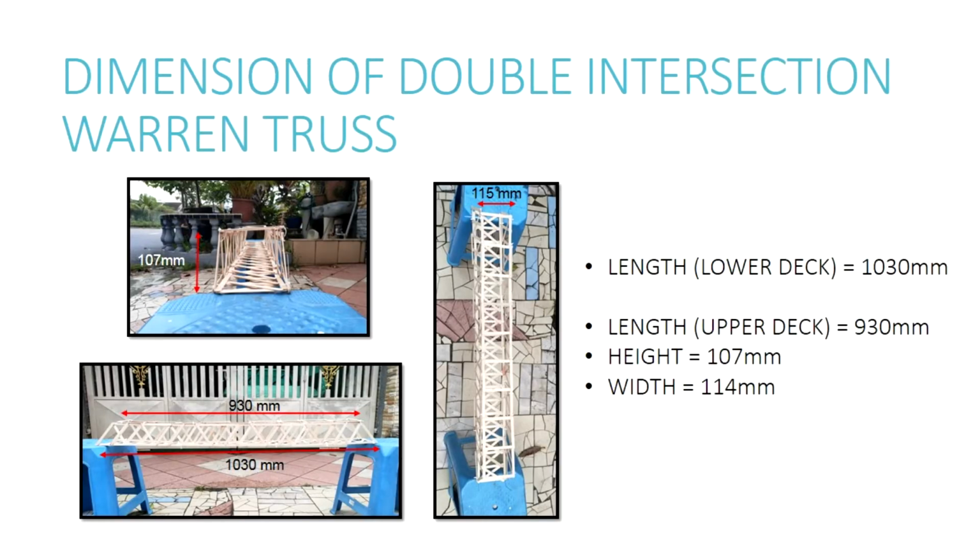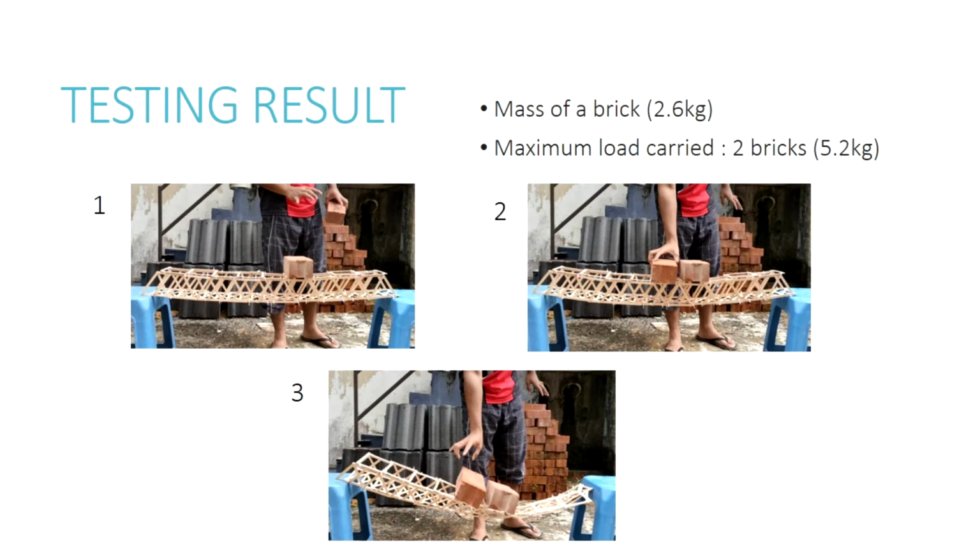These are the dimensions of my double intersection Warren Truss Bridge. I made the design with the length of 1030 mm for the lower deck and 930 mm for the upper deck. My maximum height of my bridge is 107 mm and the width is 114 mm.